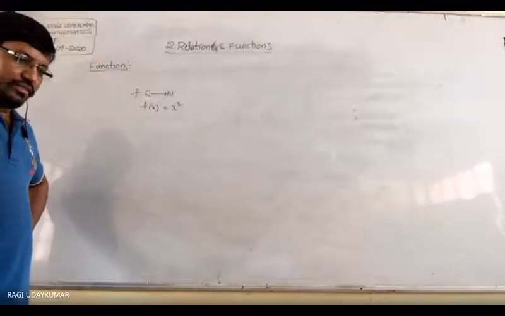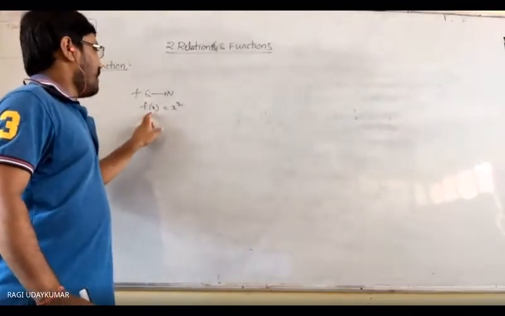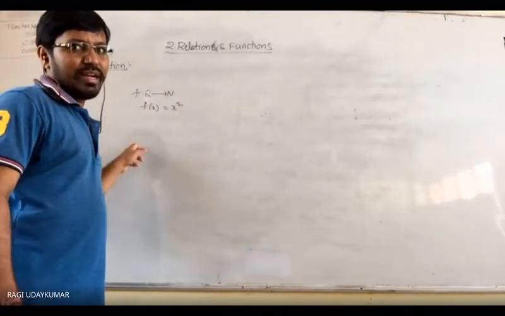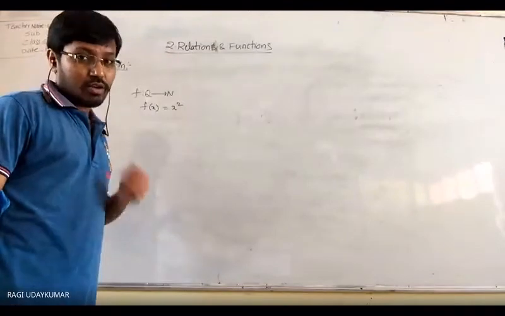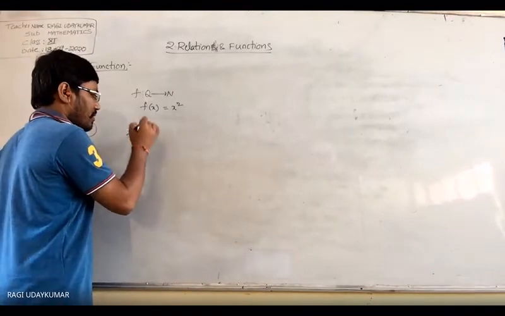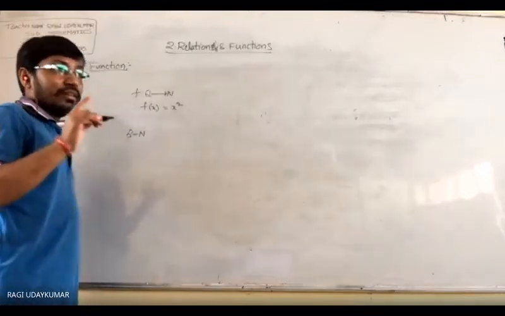No. Why, sir? Suppose we take 1 by 2, it is a rational number, but 1 by 4 is not a natural number. If you take 1 by 2 as the x value, you are going to get 1 by 4. But 1 by 4 is not there in the natural numbers. So that means 1 by 2 will not have any image. There is no image for 1 by 2. There is not only 1 by 2, there is no image for the elements present in the set Q minus N, the set of rational numbers minus natural numbers.